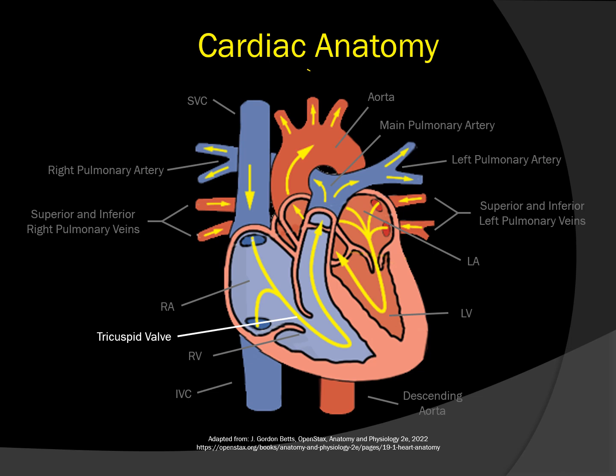On the right side of the heart is the tricuspid valve, which lies between the right atrium and right ventricle. This valve is open during diastole to allow blood to flow into the right ventricle from the right atrium, then closes during right ventricular systole to assure no backflow during right ventricular contraction.